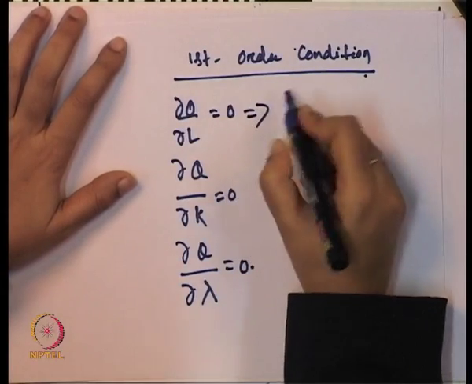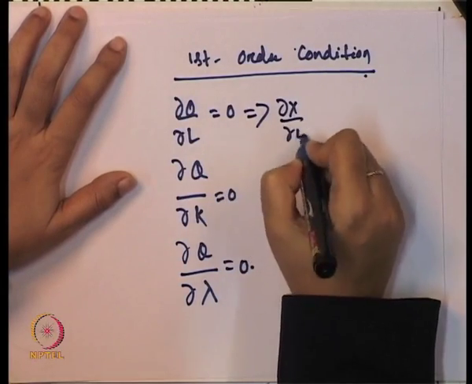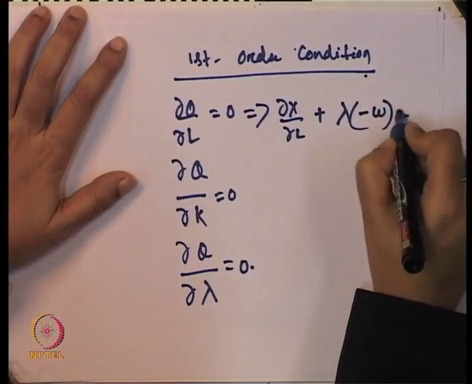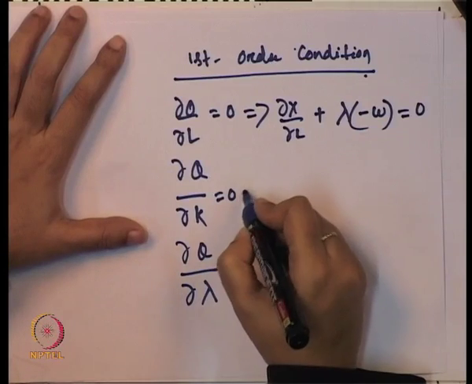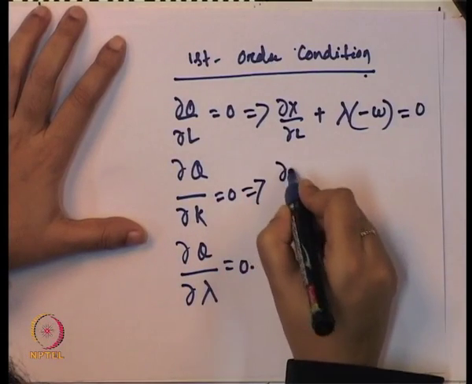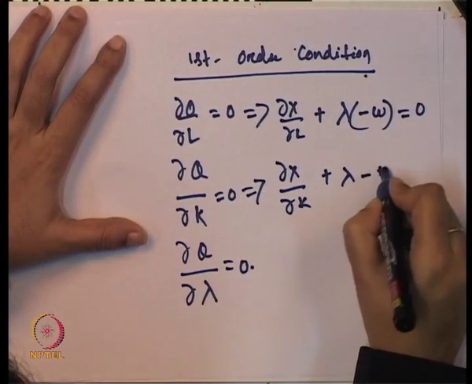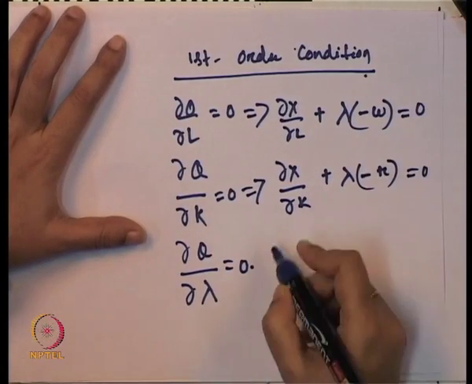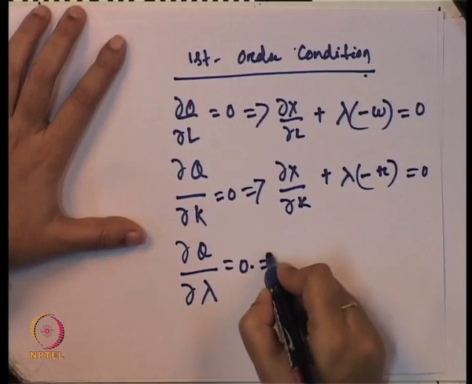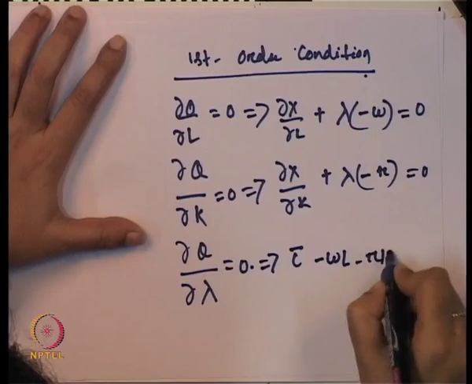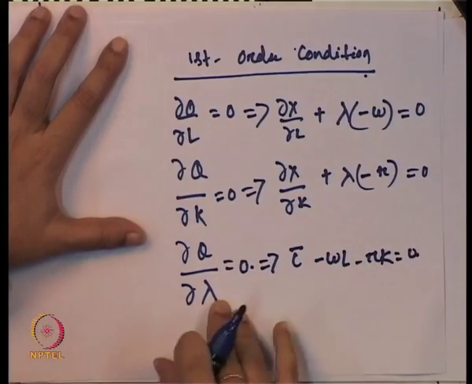So, this implies del x by del L plus lambda times minus W equal to 0, then this implies del x by del K plus lambda times minus R is equal to 0, and this implies C bar minus W L minus R K has to be equal to 0.